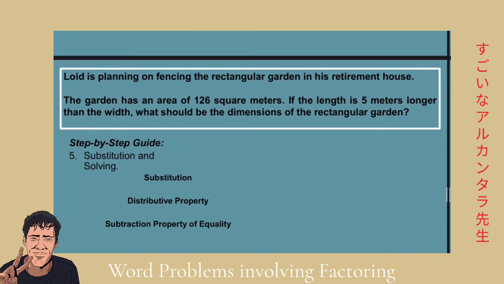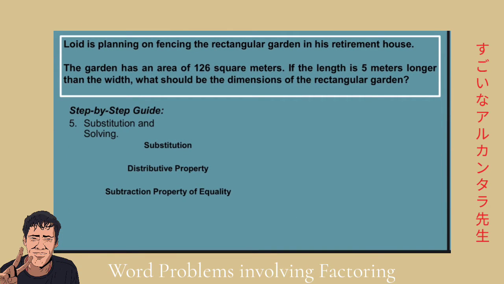So to continue, let's now do substitution and solving. The given formula again is area is equal to length times width. And based on the details that we had earlier, the area is 126. So substitute that. The length is W plus 5 and the width is W. So by distributive property, let's distribute W to the binomial. So we will have W times W, that's W squared, and then W times positive 5, that's plus 5W.